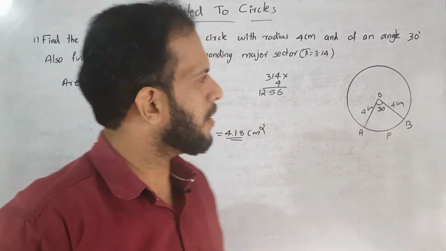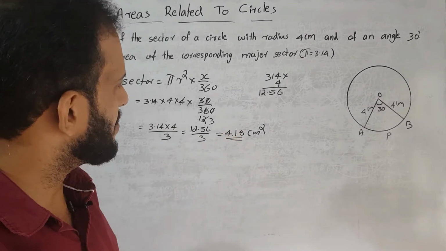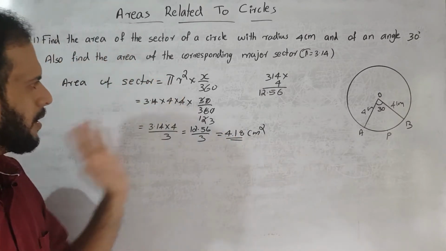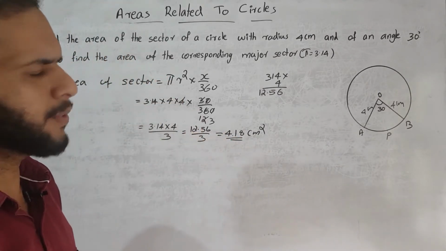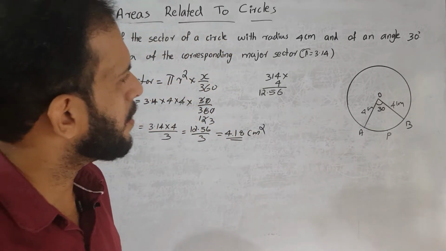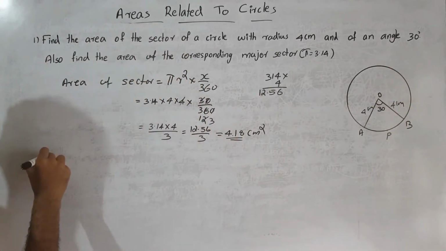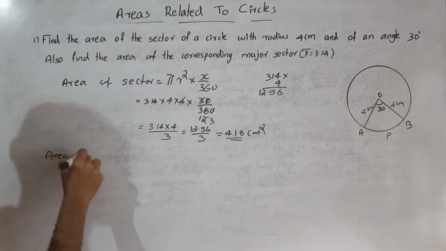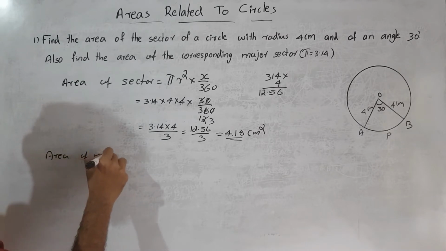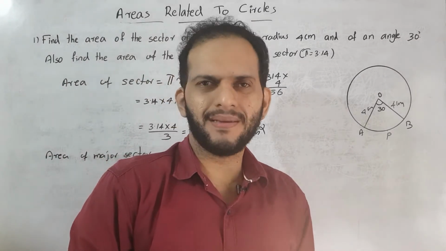Okay, now we have got the area of the sector. The area of the sector is equal to 4.18 centimeter square. I think the step is clear because it is a direct substitution method. Next we want to find the area of the major sector. We have two ideas to find the area of the major sector.